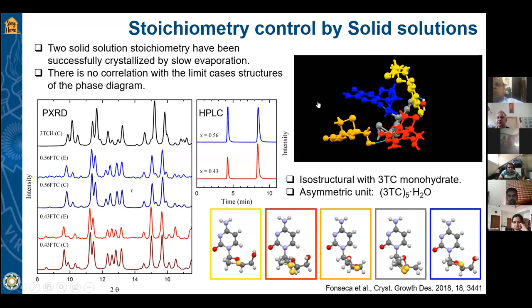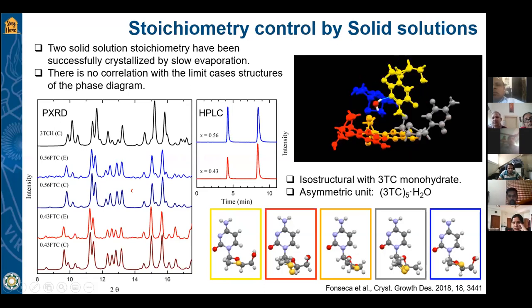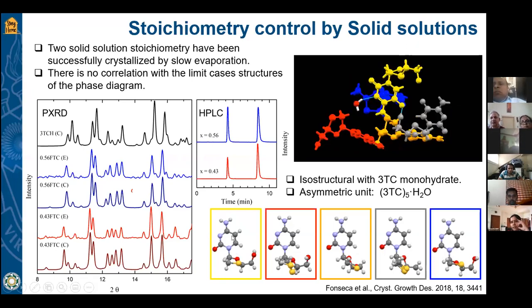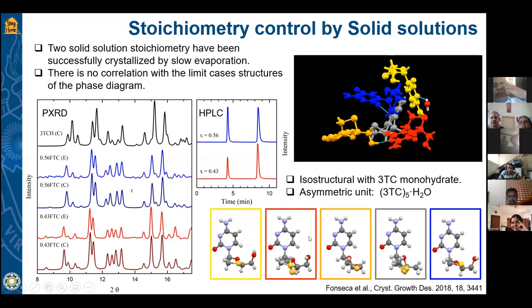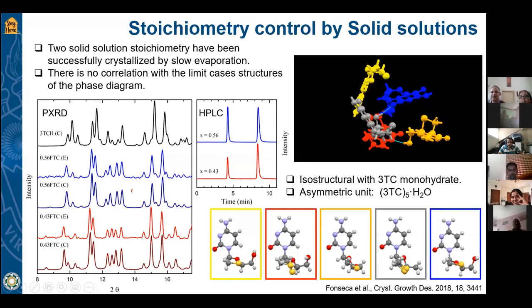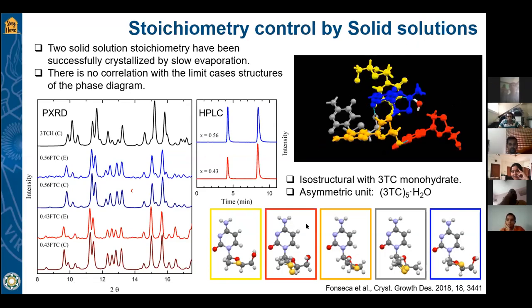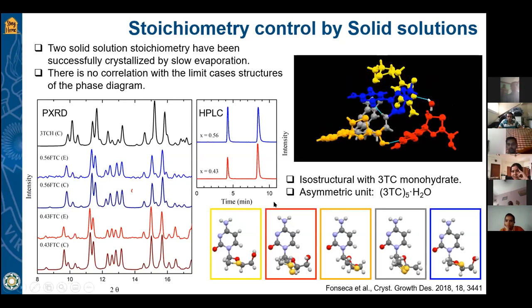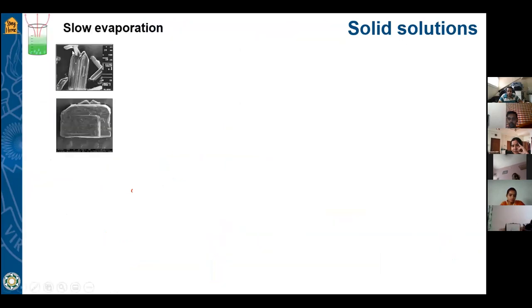And one interesting thing about this structure is it has five different non-equivalent molecules. And those molecules are organized by using different hydrogen bonds, but no fluorine hydrogen halide bonds are observed. The asymmetric unit is five molecules of 3TC plus one molecule of water. By slow evaporation, we got two different structures.